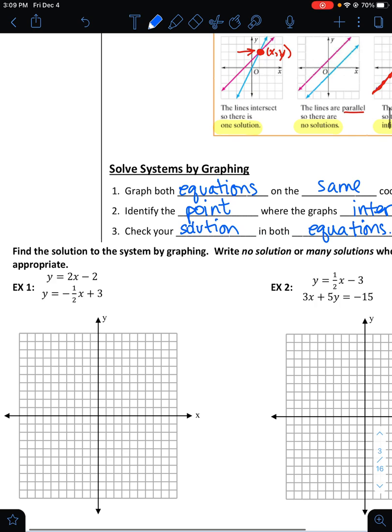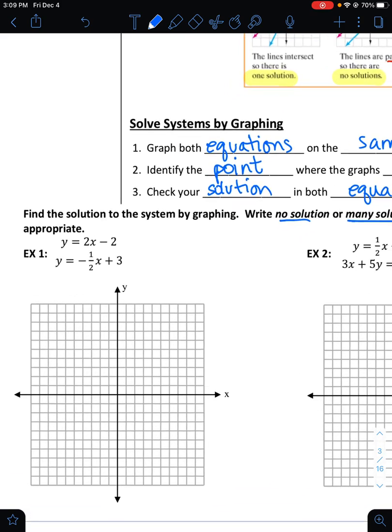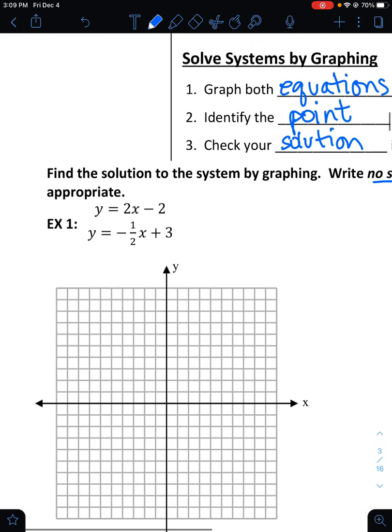Okay, notice these first couple examples. The directions say, find the solution to the system by graphing. Write no solution or many solutions where appropriate. So that may or may not be necessary, but we might need to do that. Okay, I'm going to use two different colors here as I graph.